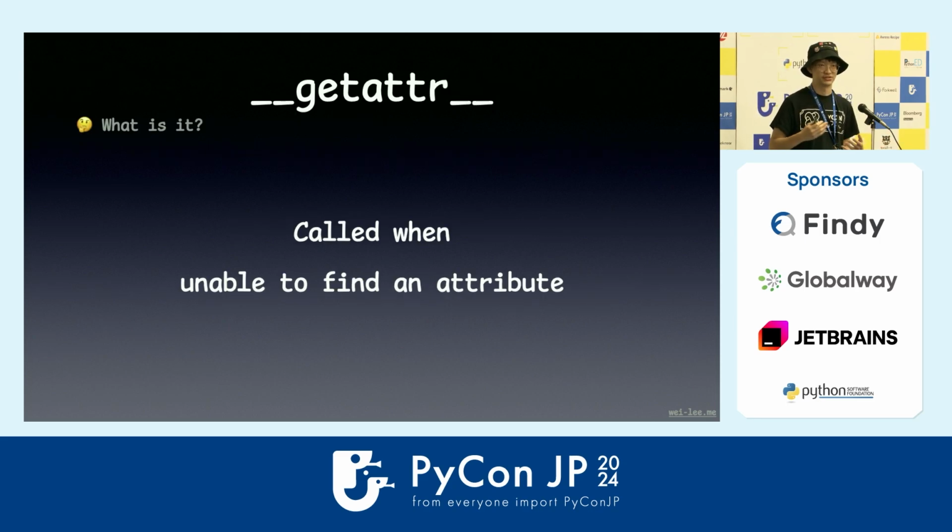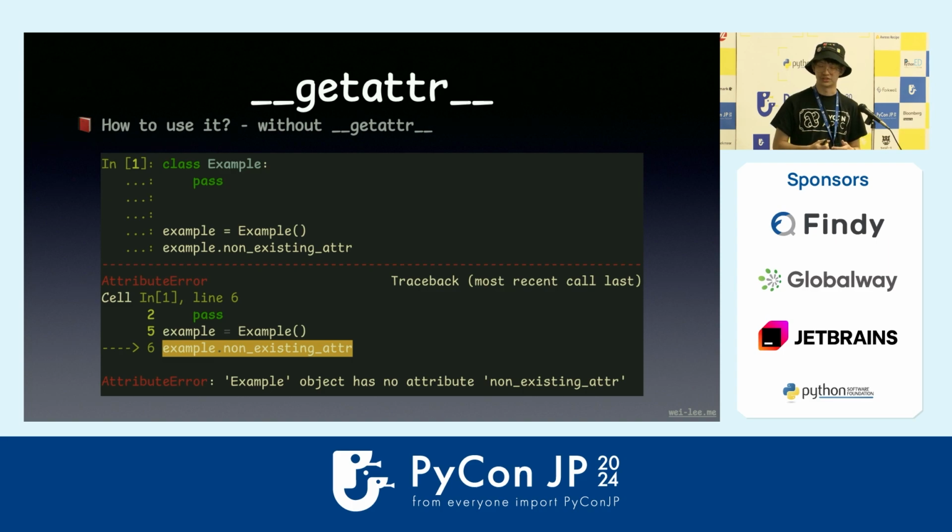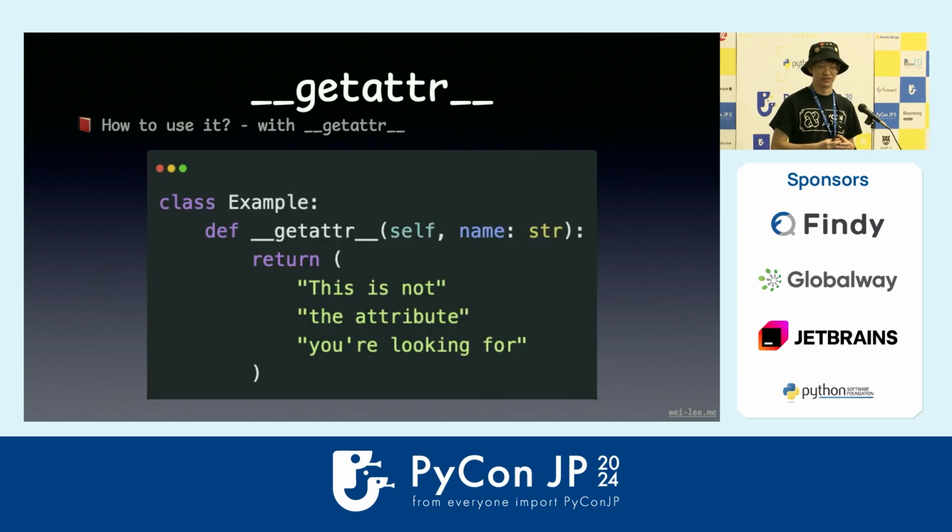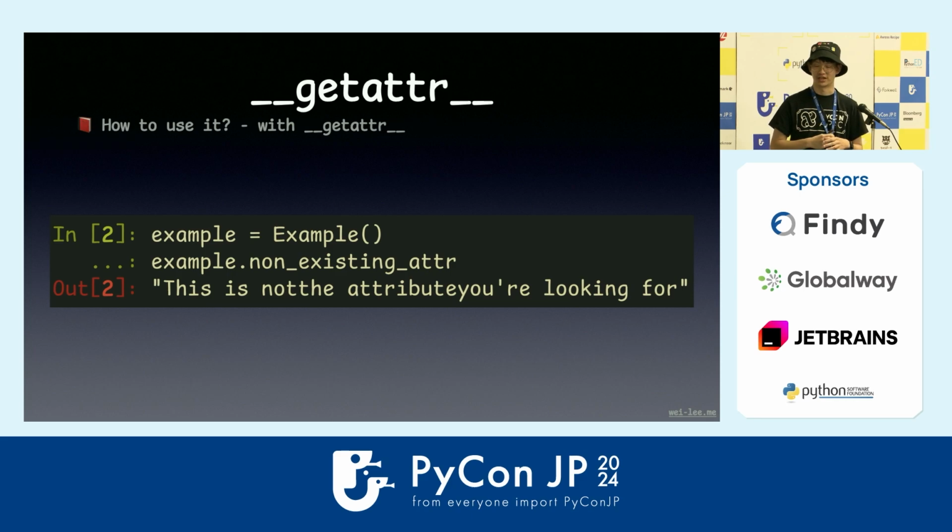So it's basically something that will be called when you cannot find an attribute in the class. So if you are doing something like this, there's nothing defined in the example class, and you are still trying to access the non-existing attribute, then Python will raise an attribute error because it's not defined. So if you define a get attr here, it will return "this is not the attribute you are looking for." And when you try this again, yeah, you'll get a string here.